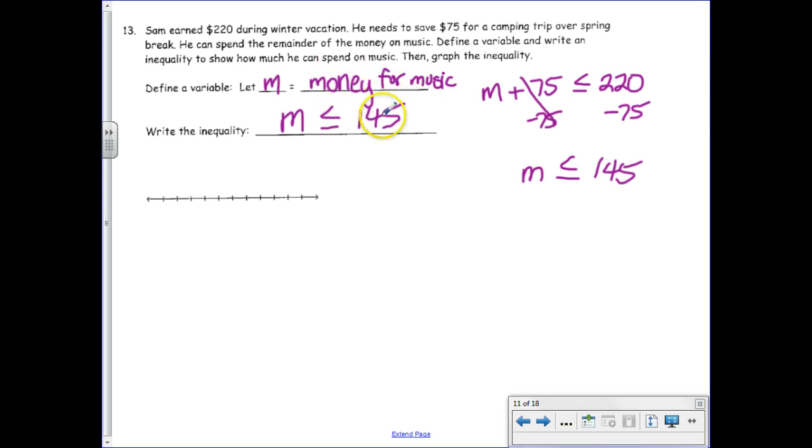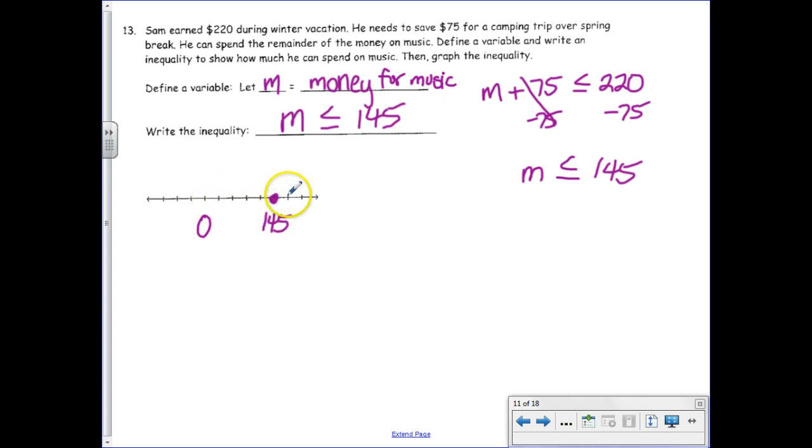We're kind of implying that here. When you graph this, here's something important. Now, there's partitions here, and I'm not going to get picky about this. Just show me where 0 is. Put 145 somewhere out here. You have a solid dot here.